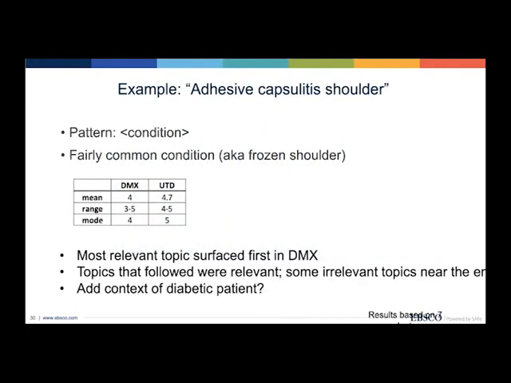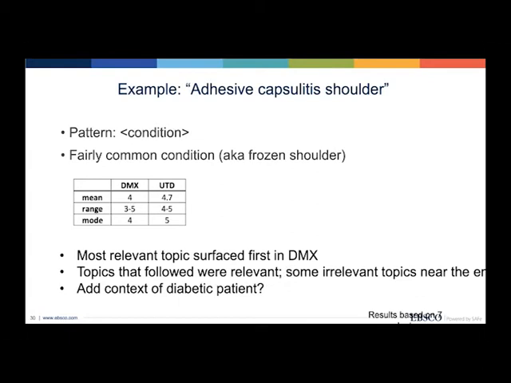And so we'll look at a long form search example. This is adhesive capsulitis shoulder. The pattern here is a condition. It has three terms, but it's one condition, and it's fairly common. It's also known as frozen shoulder. When you break down the statistics, Dynamedics had a mean of 4 and UpToDate had a mean of 4.7. The range was 3 to 5 for Dynamedics, and 4 to 5 for UpToDate, the competitor. The mode was 4, and the competitor's mode was 5.